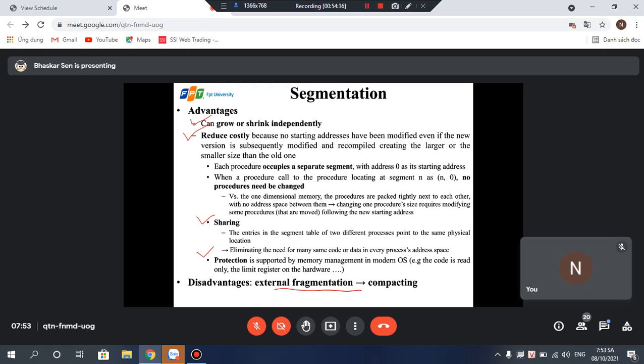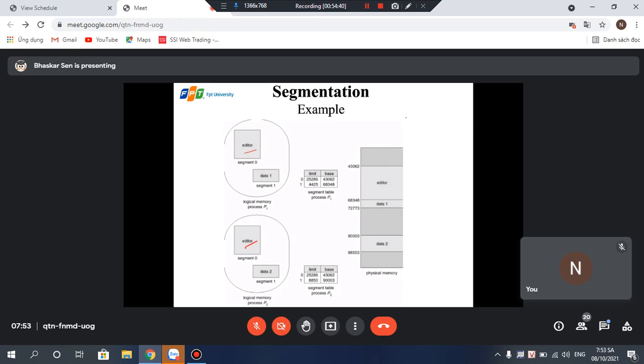What is the disadvantage? External fragmentation. Sharing is an example of what happens when it comes to that. We already talked about it in design issues, basically. That's it.